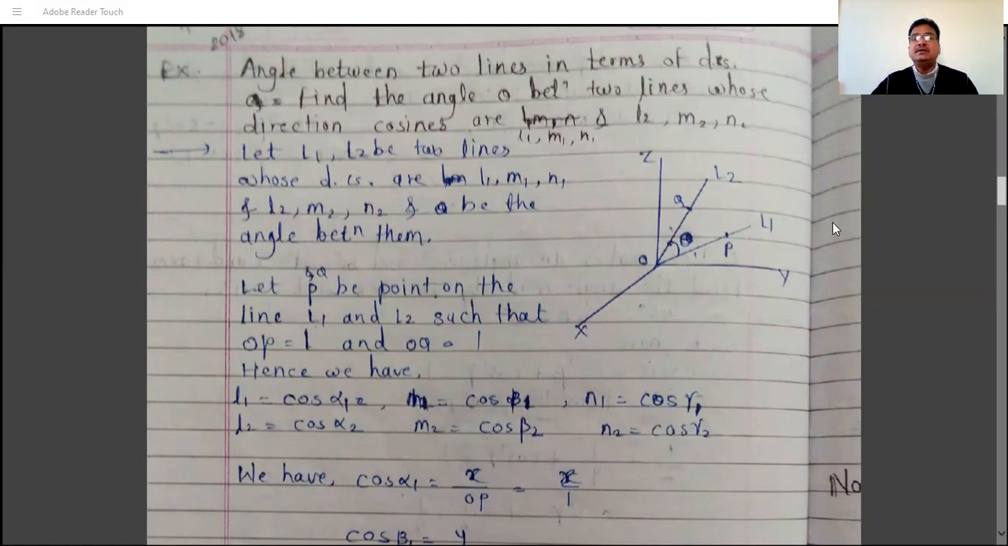So there are two lines. Suppose L1 and L2 are the two lines whose direction cosines are l1, m1, n1 and l2, m2, n2, and theta is the angle between them. In the figure, the lines L1 and L2 are shown, and theta is the angle between them. The direction cosines of line L1 are l1, m1, n1, and the direction cosines of line L2 are l2, m2, n2.